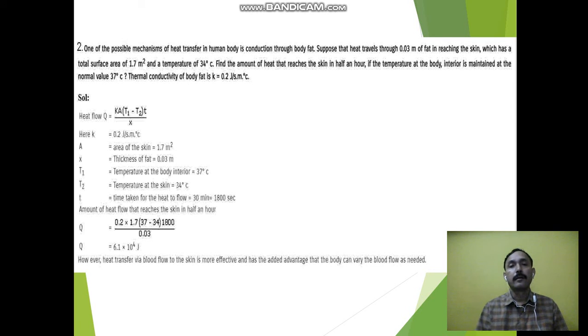Find the amount of heat that reaches the skin in half an hour if the temperature of the body interior is maintained at the normal value of 37 degrees centigrade. The thermal conductivity of body fat is K equal to 0.2 joule per second meter degree centigrade.